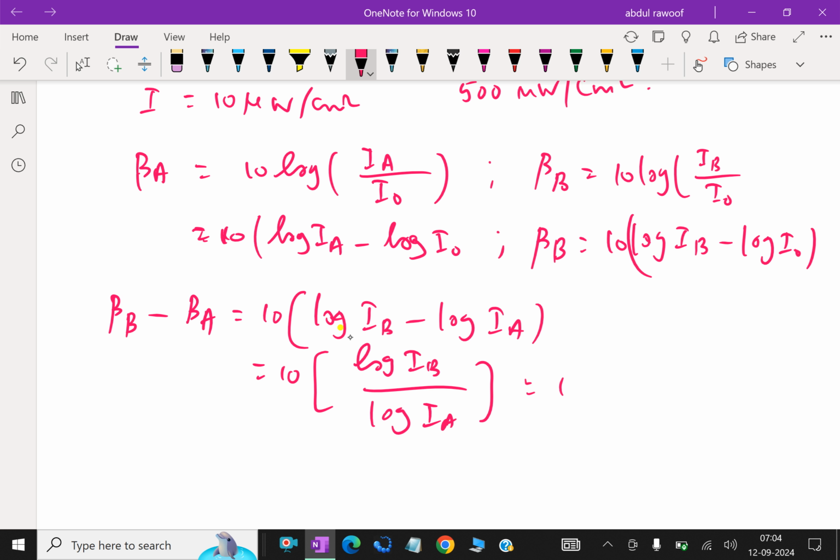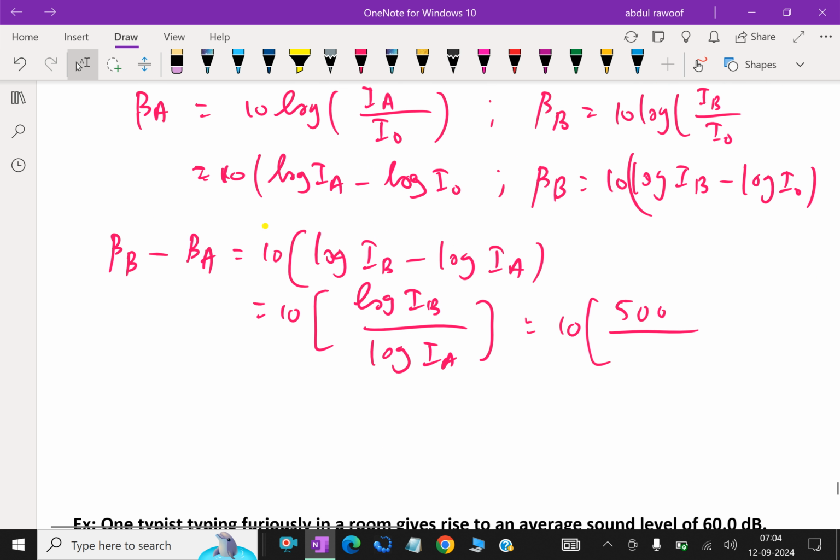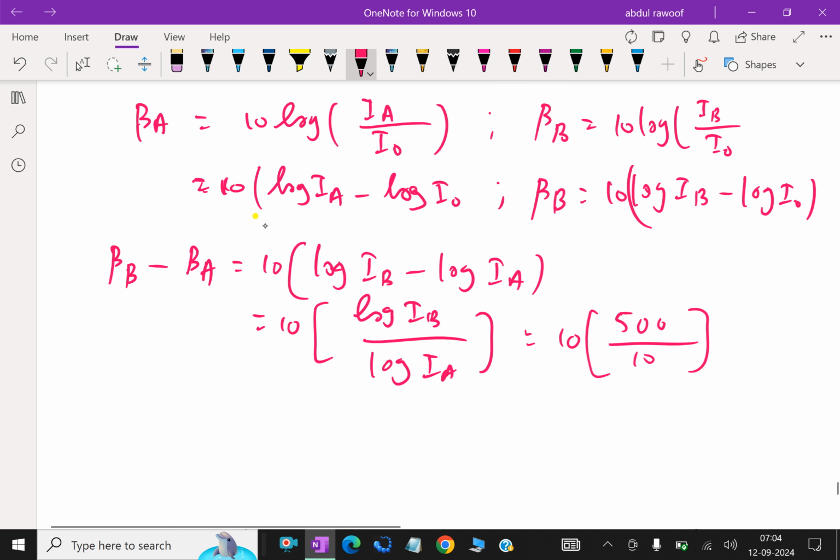which is equal to 10 times log of IB, which is 500. Both are the same units, microwatts per centimeter square. Here also microwatts per centimeter square. This is by 10. So, which is equal to log 500.